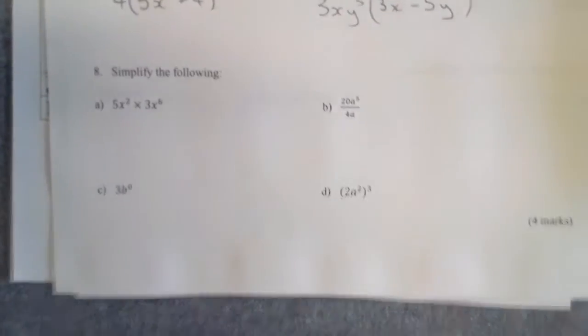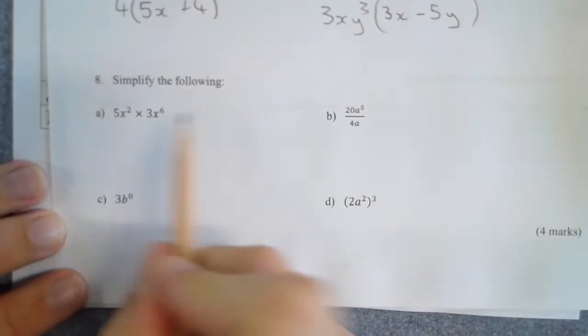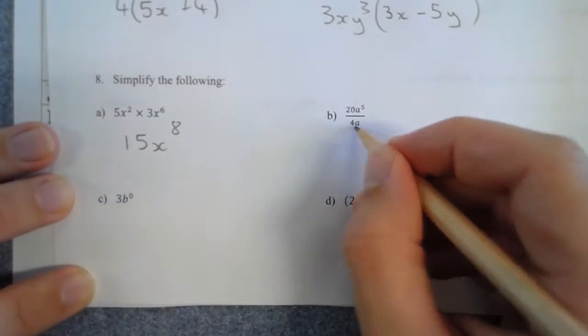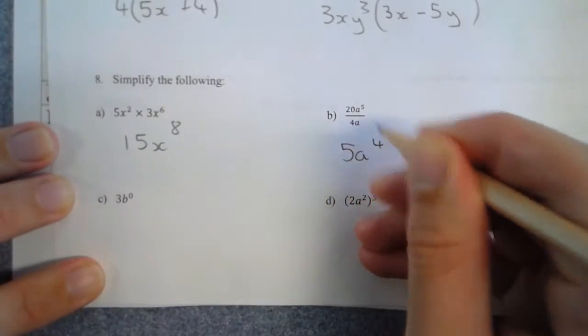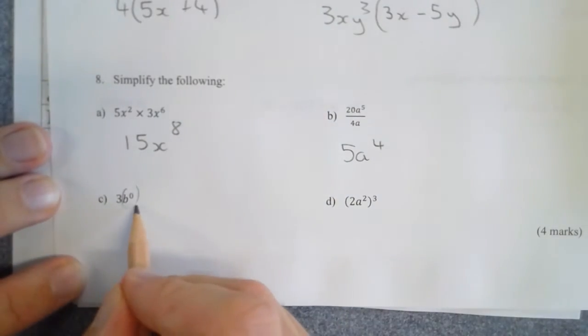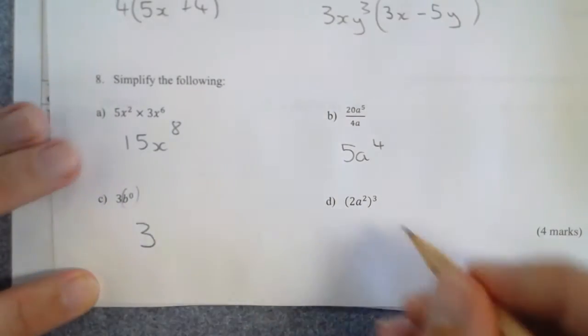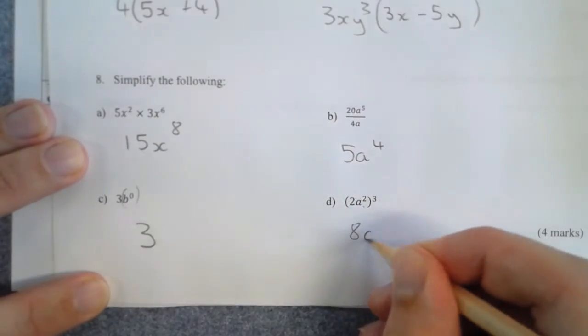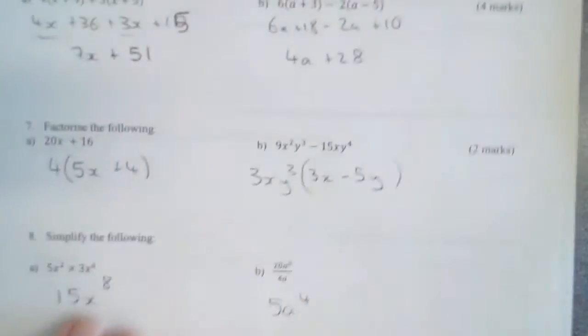Question 8. So simplify. 5 times 3 is 15, and then we've got x to the power of 8. 20 divided by 4 is 5, and then a5 divided by a8 is a4. Well, b to the power of 0 is 1, 3 times 1 is 3, and 2 cubed is 8, and a squared to the power of 3 is a to the power of 6.